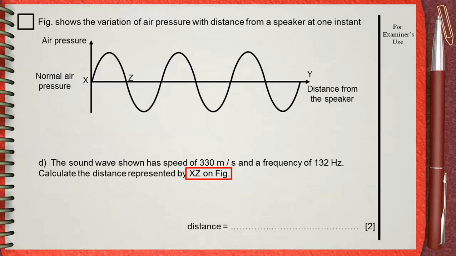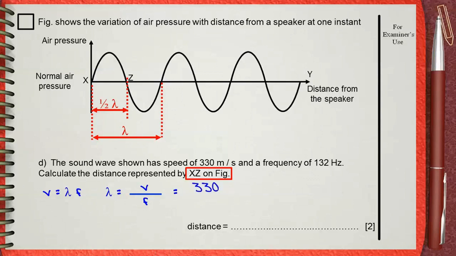Now see that XZ represents half a wave, not a complete wave, right? Between these two red lines, that is the wavelength, which means a complete wave. But technically you need to find out only XZ, that is lambda divided by 2. Lambda, L-A-M-B-D-A. So v equals f lambda, so lambda equals v by f. So v is 330 meters per second, and f is 132. So we can find that 2.5 meters, that is the wavelength.